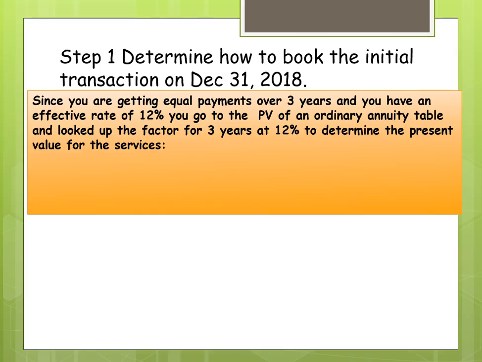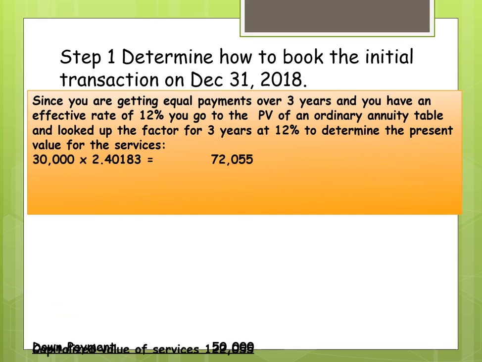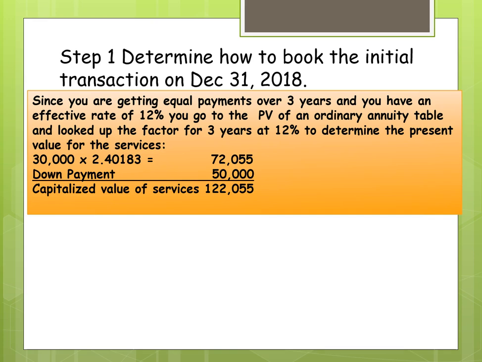So, again, in this case, we're still going to use the present value table, but we're going to go to the present value of an ordinary annuity, and the reason we're using that table is because the payment is made at the end of the period. We have our factor plus our down payment, and our capitalized value of the services is $122,055.